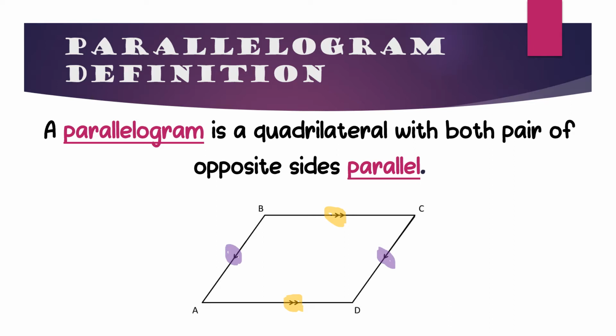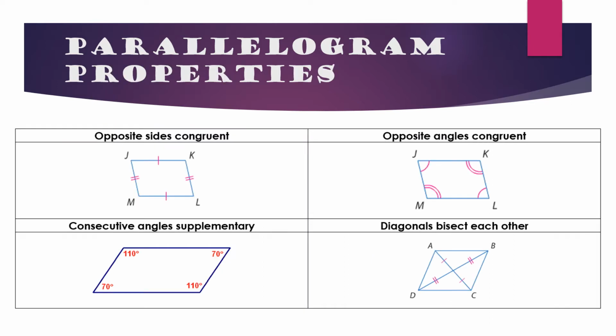Now, as a result, there are several properties of parallelograms. Four main ones. Okay? One is that opposite sides are going to be congruent. So in the picture, JM and KL are congruent. And JK and ML are congruent. Parallelograms also have opposite angles that are congruent. So angle J and angle L are congruent, and likewise angle K and angle M are congruent.